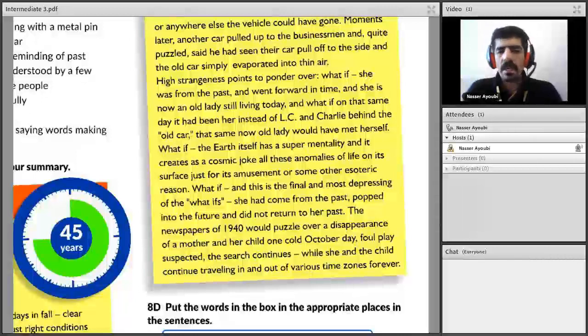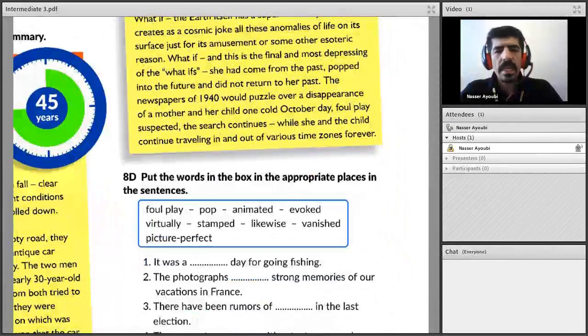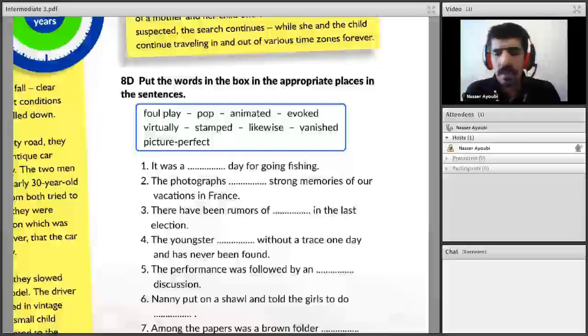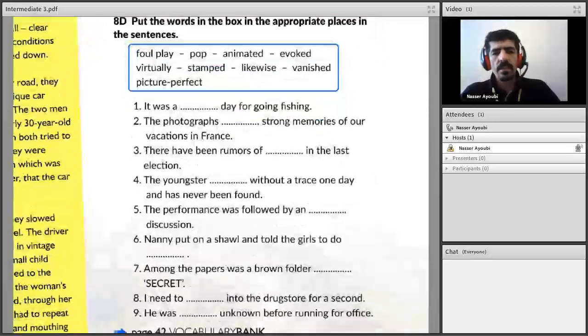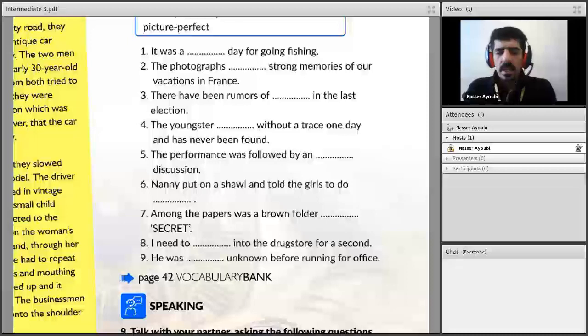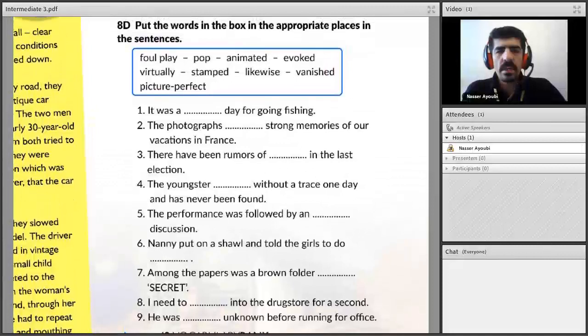Okay, I hope there are no points of problem in the text that you haven't understood and I have missed explaining. Let's go to part 8D. Put the words in the box in the appropriate places in the sentences: foul play, pop, animated, evoked, virtually, stamped, likewise, vanished, picture perfect. So number 1. It was a picture perfect day for going fishing.